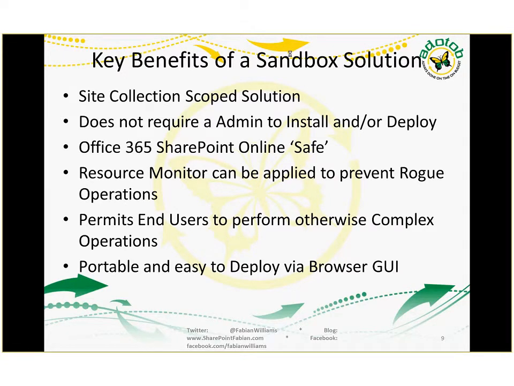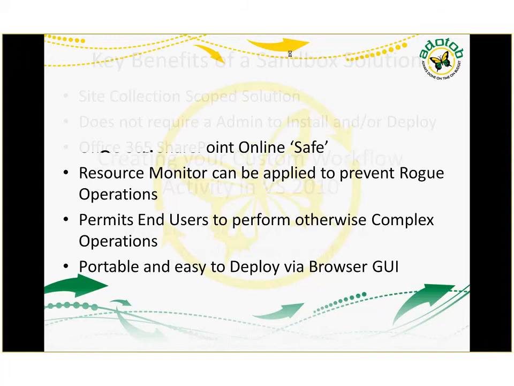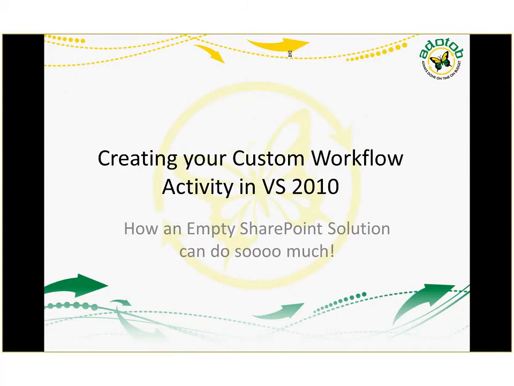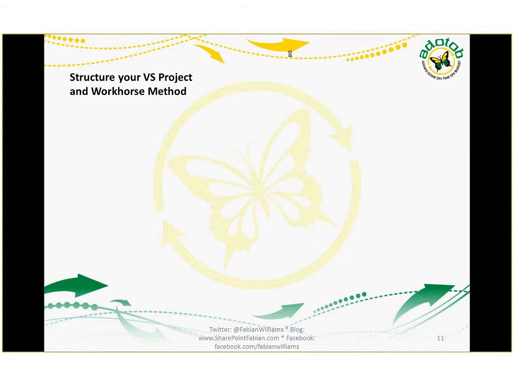So the first thing that you need to know when we're talking about custom workflow activities inside Visual Studio 2010 is that it's relatively simple, I think. Not complex at all. So to begin, you start an empty SharePoint solution, and when you're doing that, you certainly need to structure that project inside Visual Studio and create your workhorse method. So the first couple of things that you're going to need to do, as I mentioned, is open up Visual Studio 2010. Open up here. Let me just drop this right here so you can actually see.